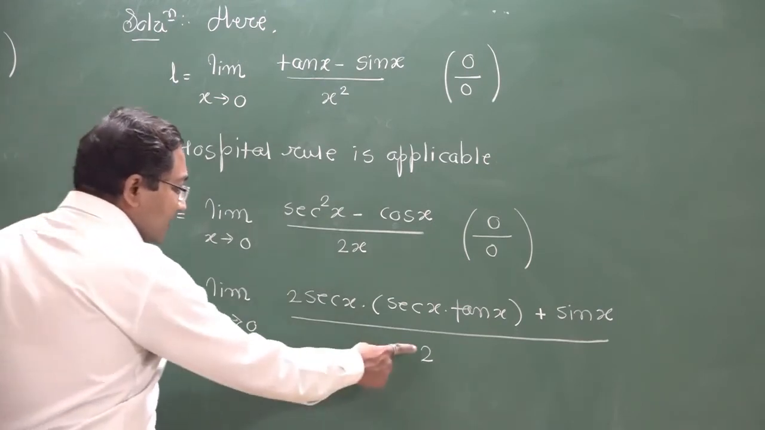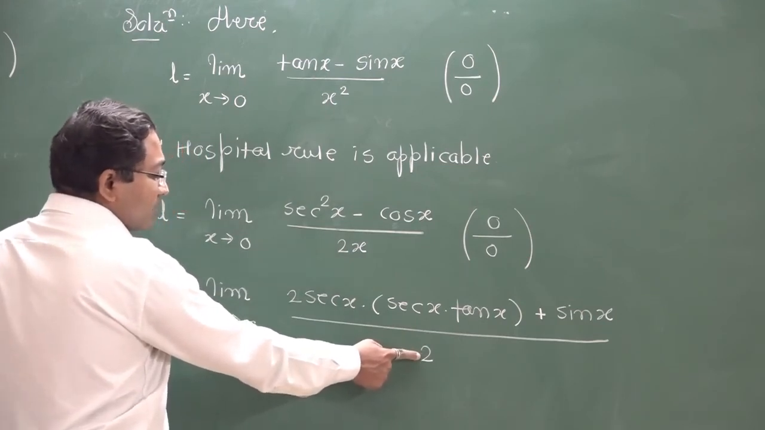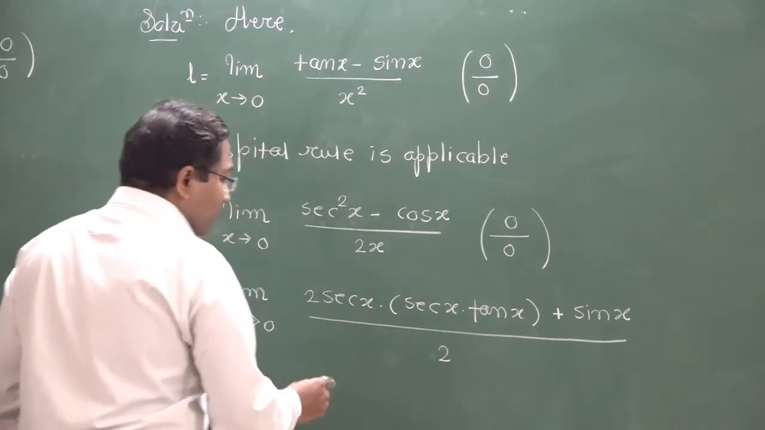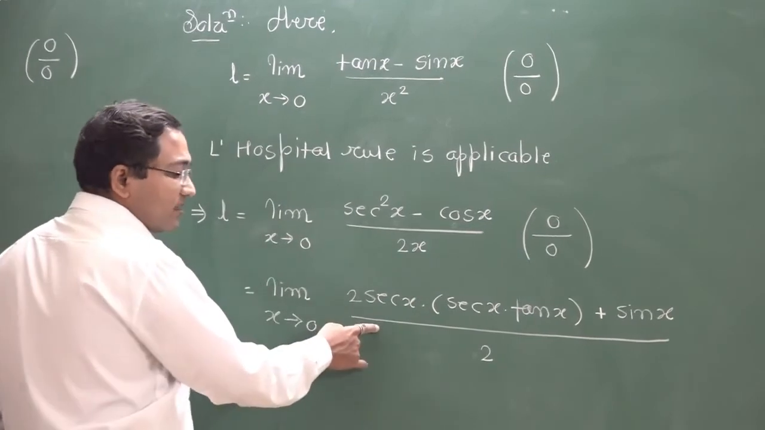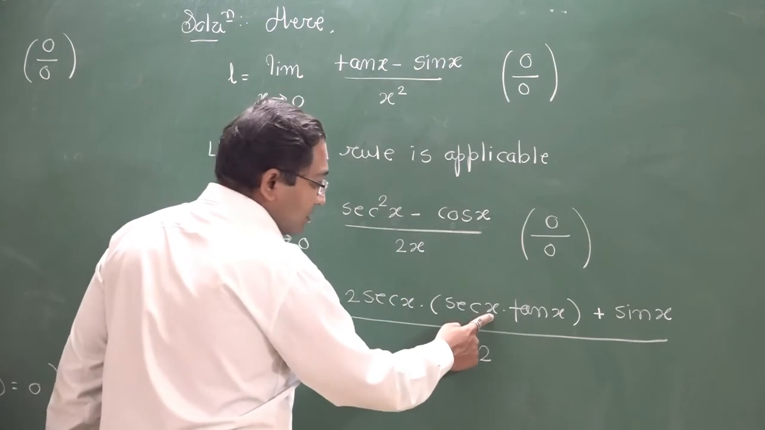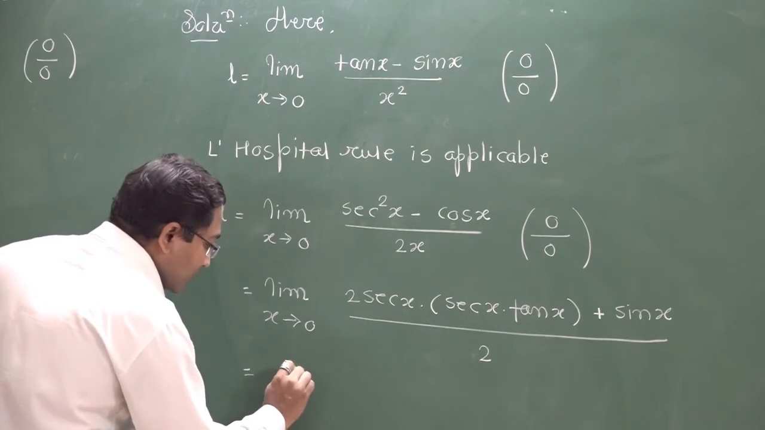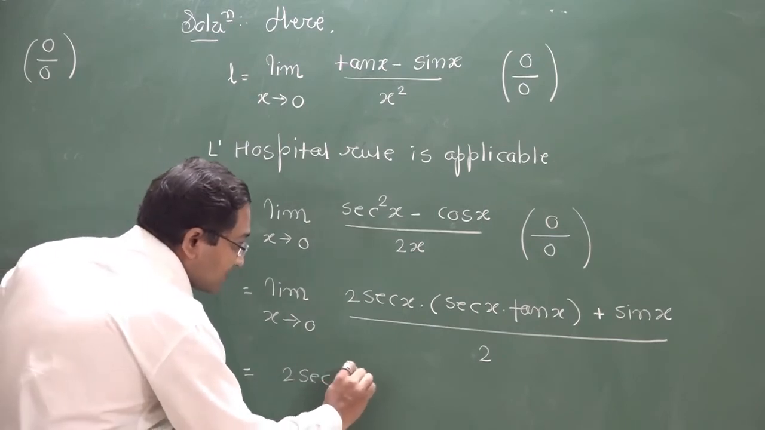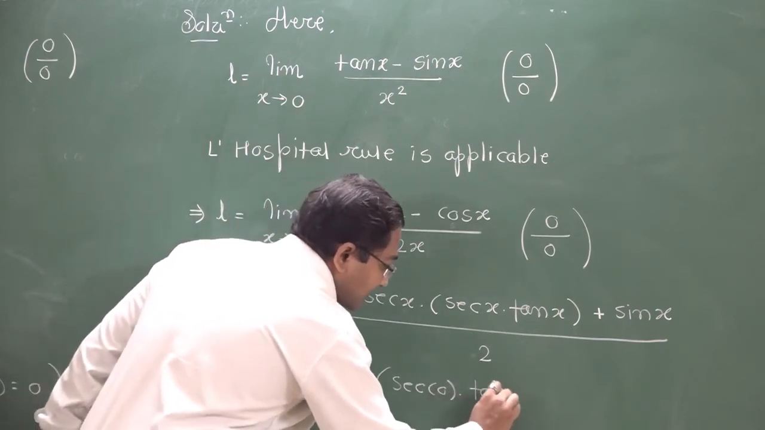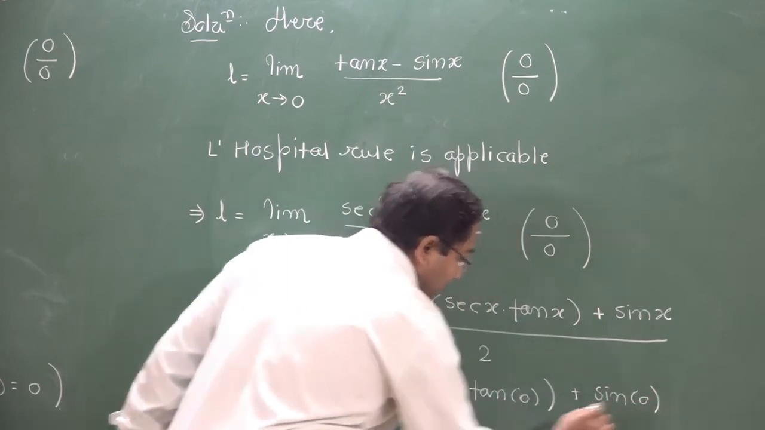So here the denominator is not equal to 0. Why? The denominator does not contain x. Therefore the denominator is not equal to 0 at the point x equal to 0. So we can directly substitute the limit in the given function. So here sec 0 answer 1, sec 0 answer 1, tan 0 answer 0. Remember x tends to 0, so that is 2 sec 0 into sec 0 dot tan 0 plus sin 0. Sin 0 is 0, upon 2.